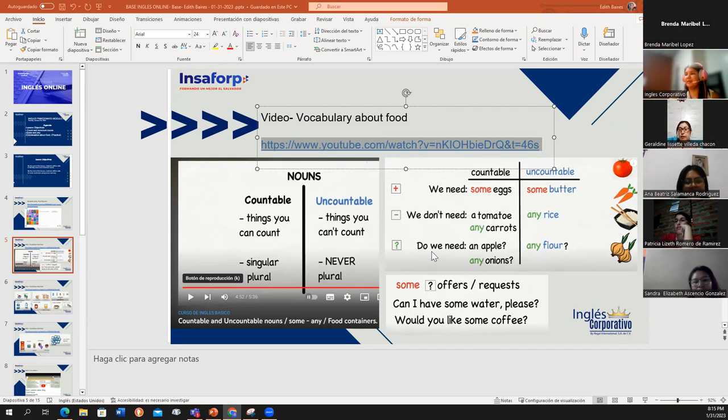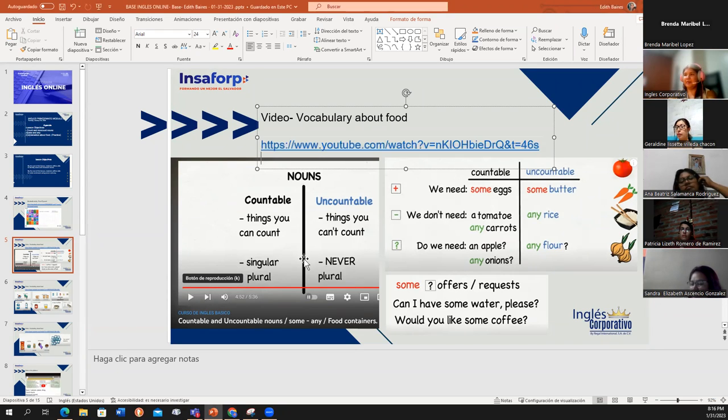Okay, como pregunta también la podemos usar any: Do we need any onions? Porque no sabemos la cantidad, pero sabemos que se puede contar. Si usted sabe la cantidad, va a utilizar a o an: We need an apple. Pero si no sabe cuántas apples necesita, va a decir: do we need any apples? Si es plural, porque no sabe la cantidad. Y si tiene un request or offer, también puede utilizarlo, ¿ok?